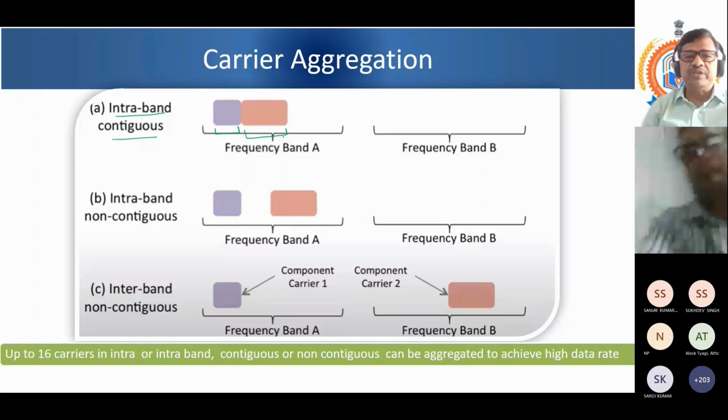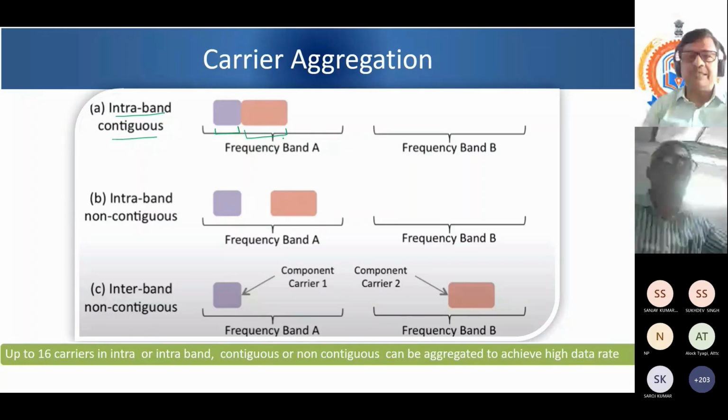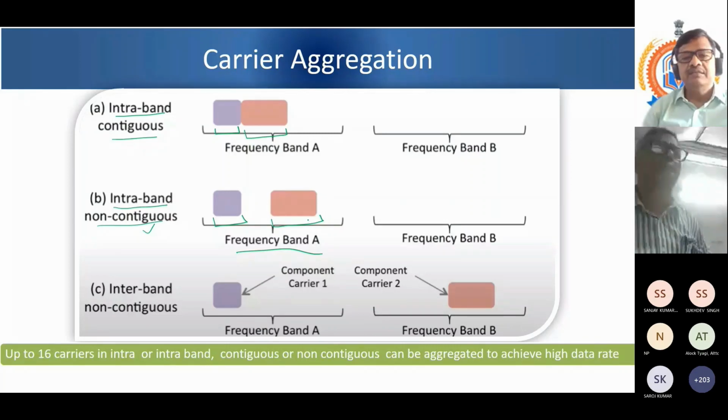Of course, you need support in your device as well as the infrastructure. Then even intra-band non-contiguous frequency can also be aggregated. That means suppose in the same band, say frequency band A, you have some component carrier here, and another here. This can also be aggregated. And even interband, like you have frequency band 1 and frequency band 2, with a small portion of frequency in band 2. This interband non-contiguous frequency can also be aggregated.